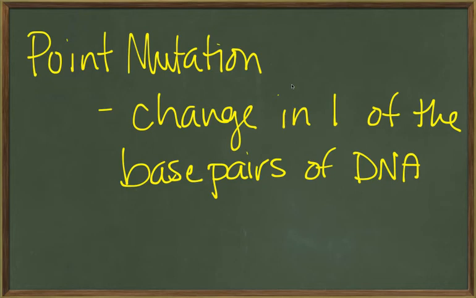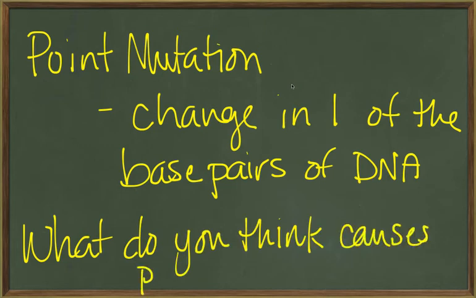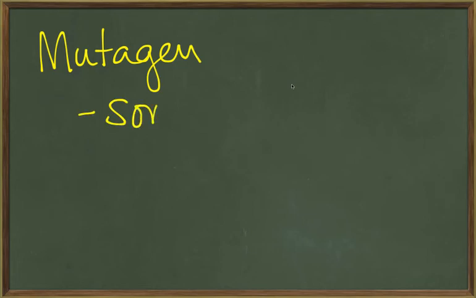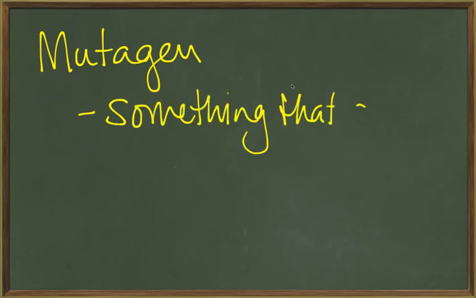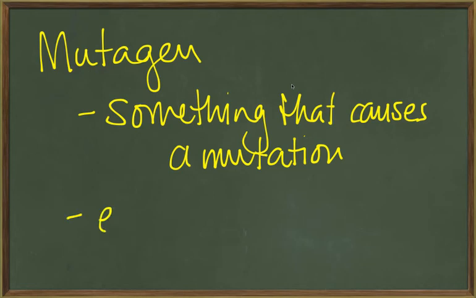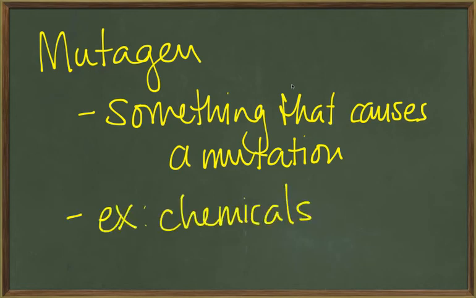Before I continue on with this, what do you think causes point mutations? What is the biggest cause of them? What actually causes it? We call them a mutagen. A mutagen simply is something that causes a mutation. Examples of a mutagen, you can have chemicals. If you're exposed to a certain chemical over a long period of time, it could cause a change in your DNA code.